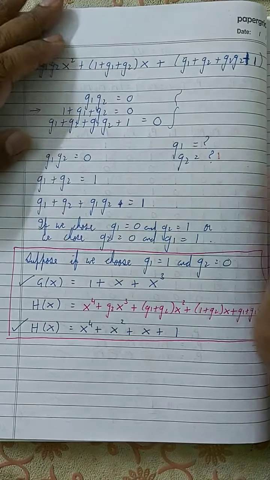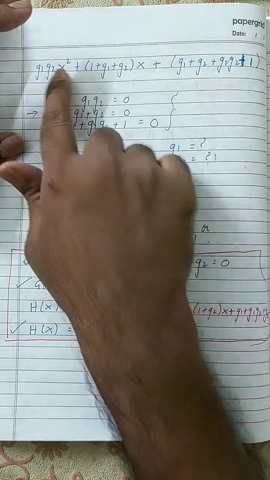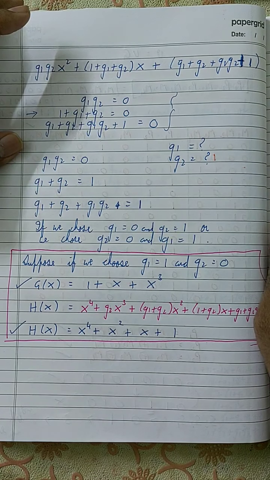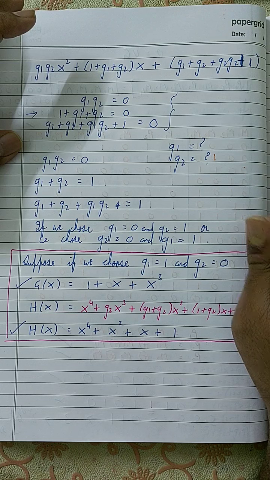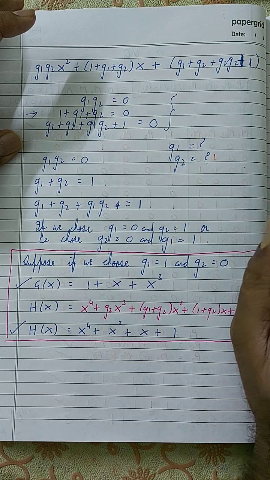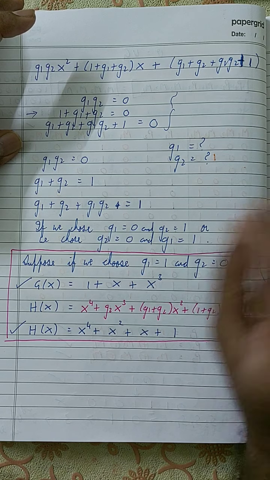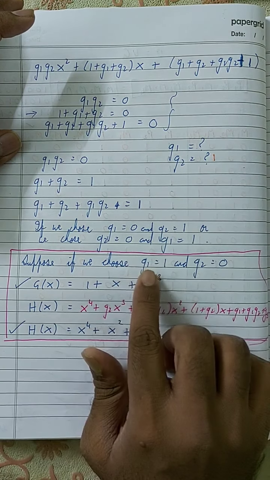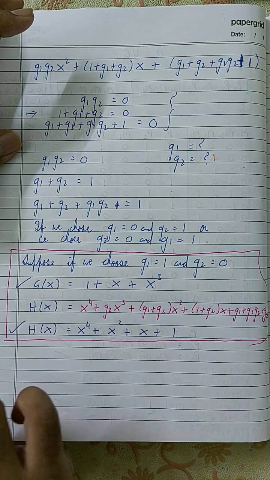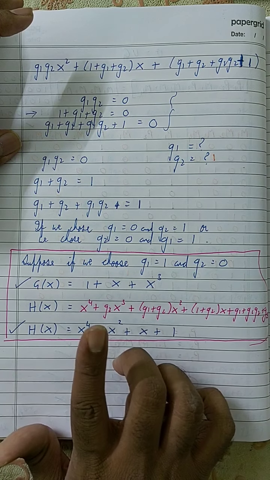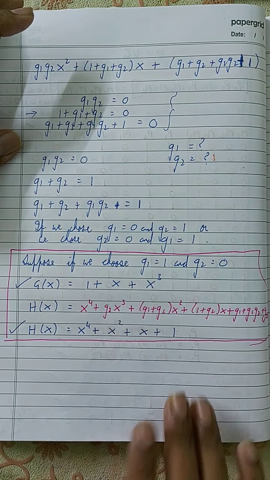You can choose any condition you want, as long as the remainder is equal to 0. Since there are two conditions, there is no rule on which condition you can use. You can choose whatever condition you want, but once you choose a condition, never change it. Once I have fixed g1 is equal to 1 and g2 is equal to 0, then everywhere g1 should be equal to 1 and g2 is equal to 0, and that is how I got these two polynomials.